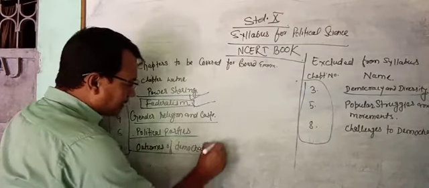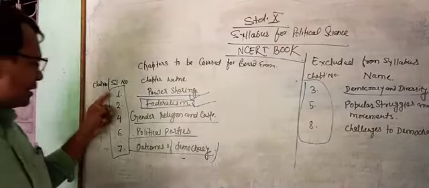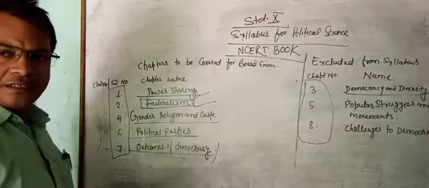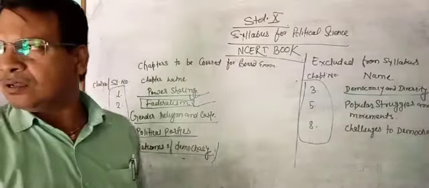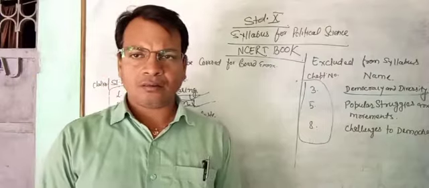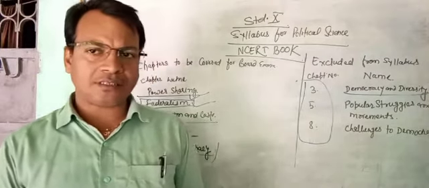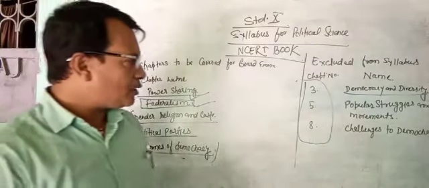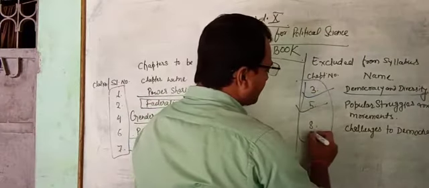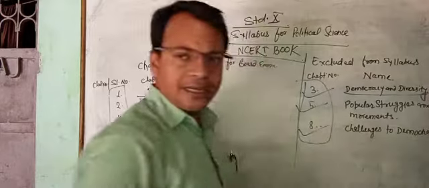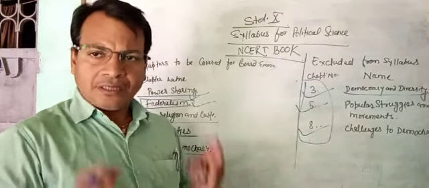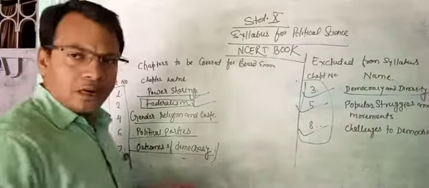and outcomes of democracy, meaning chapter numbers 1, 2, 4, 6 and 7. These are the 5 chapters in the syllabus of political science for the board examination of standard 10. And the chapters which are excluded are chapter number 3, chapter number 5 and chapter number 8, right? So we will study and discuss the included issues.